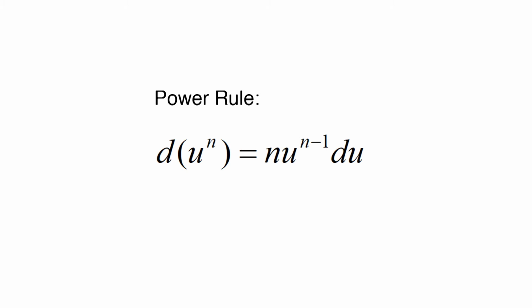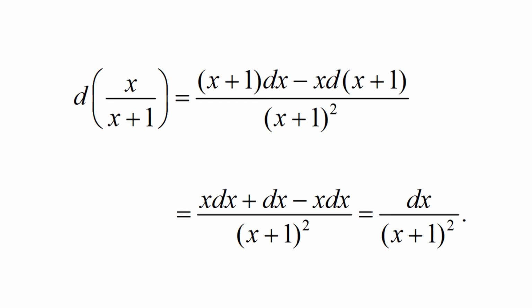As an application of the quotient rule, with u is equal to x and v is equal to x plus 1, we find that d of x by (x plus 1) is equal to ((x plus 1) dx minus x times d of (x plus 1)) all divided by (x plus 1) whole squared, which is equal to (x dx plus dx minus x dx) all divided by (x plus 1) whole squared, which is equal to dx by (x plus 1) whole squared.